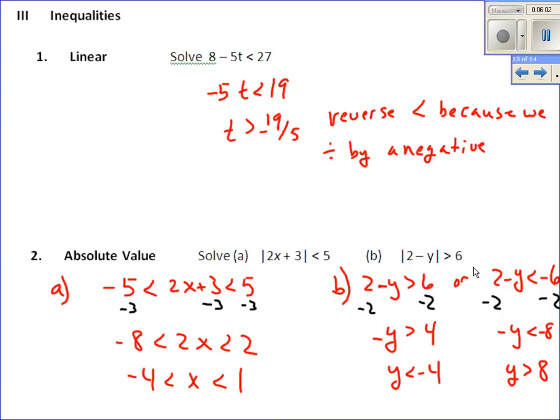If the absolute value is greater than a constant, then our solutions are going to be out on what we call the tails of the number line. So we set it greater than the constant or less than the opposite of the constant, and solve for the variable on both sides.